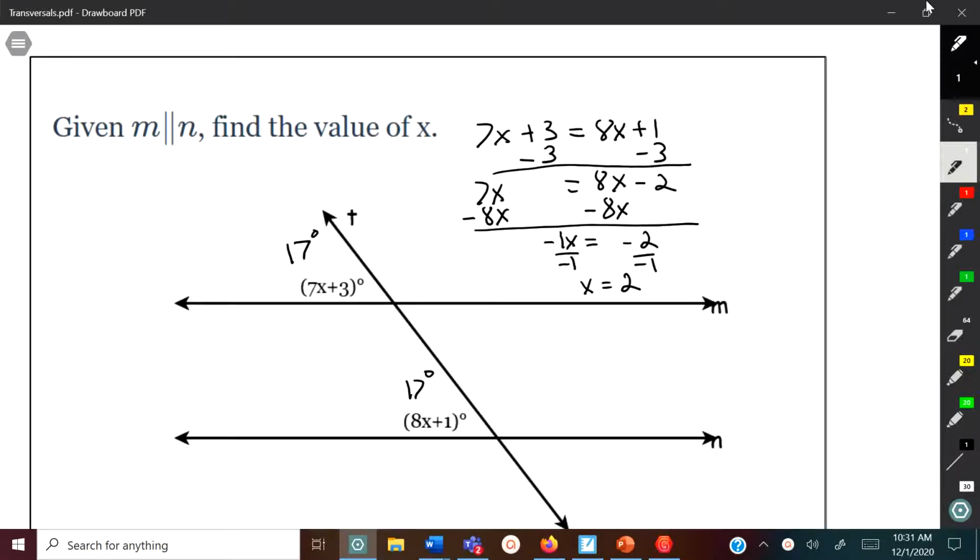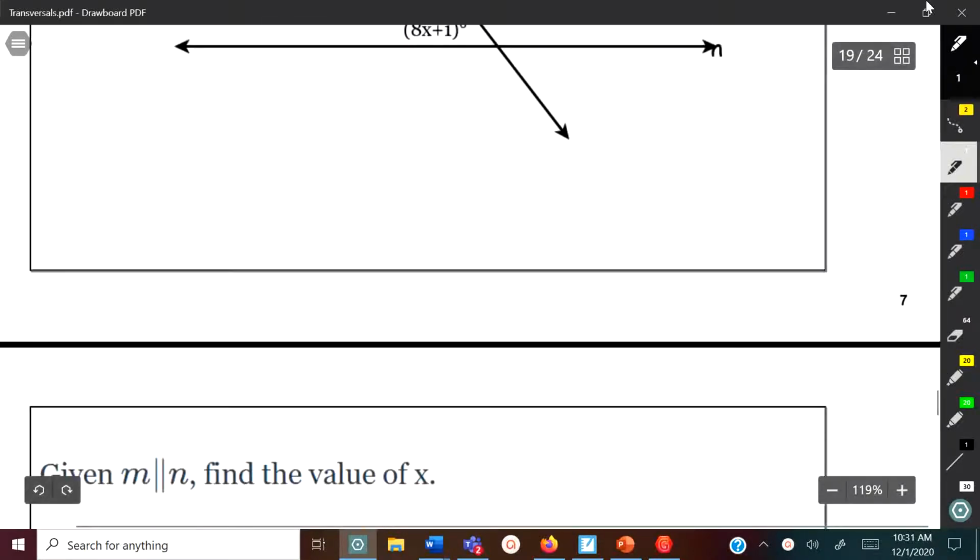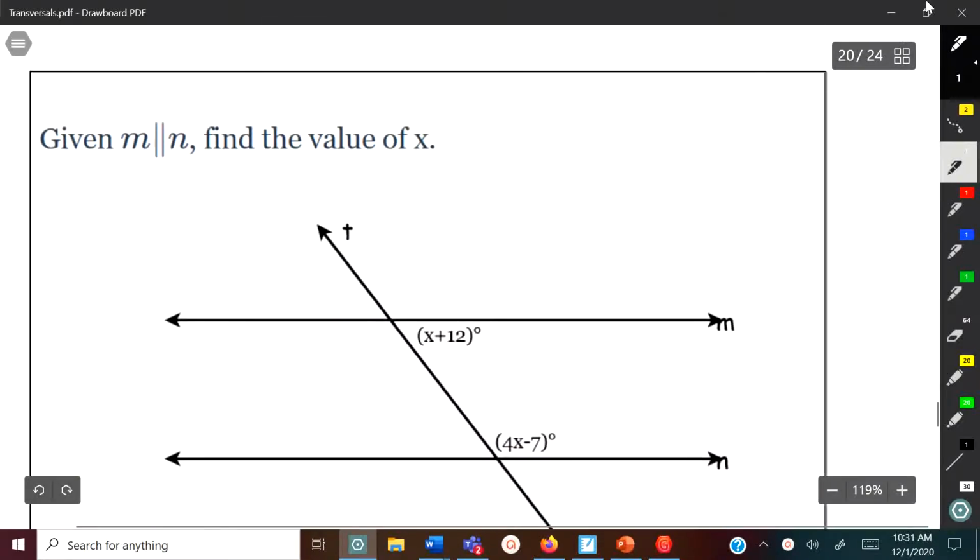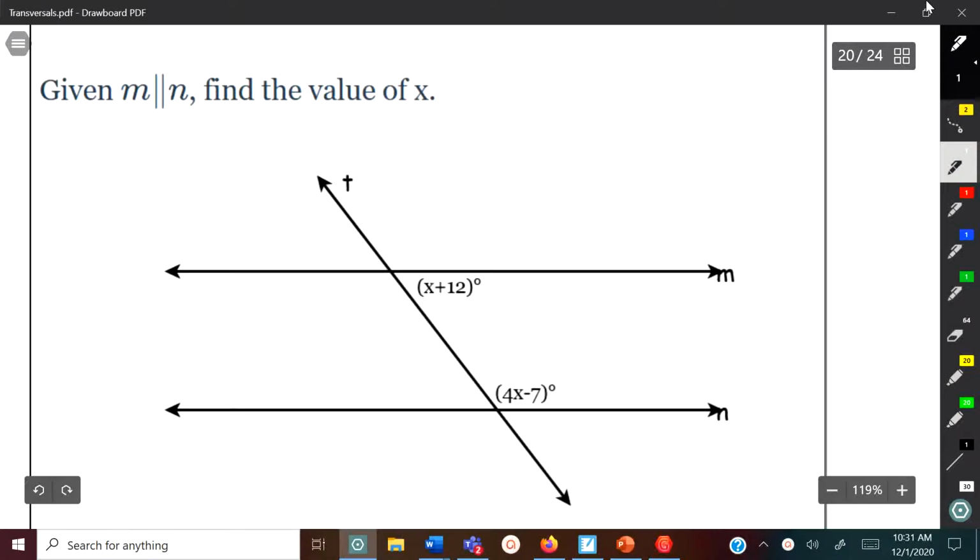Alright, let's take a look at another example. On this one, remember, you can't just look at it and just set them equal, because you don't always set them equal. Sometimes you add them and set them equal to 180. You've got to stay true to this: if they're both the same, they're equal. If one is different than the other, then it's 180.